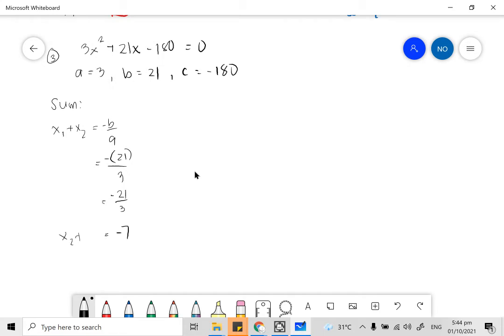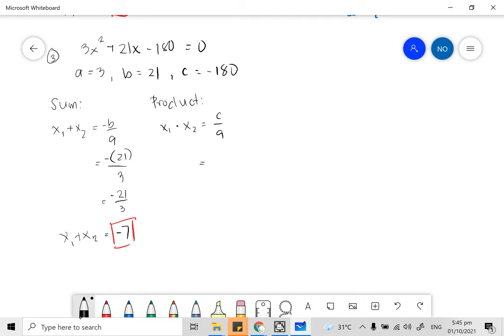X sub 1 plus X sub 2. Therefore, the sum of the roots is negative 7. Now let's have the product. Product using the formula is X sub 1 times X sub 2. Ayan, ang pinaka-importante dito yung C over A din.